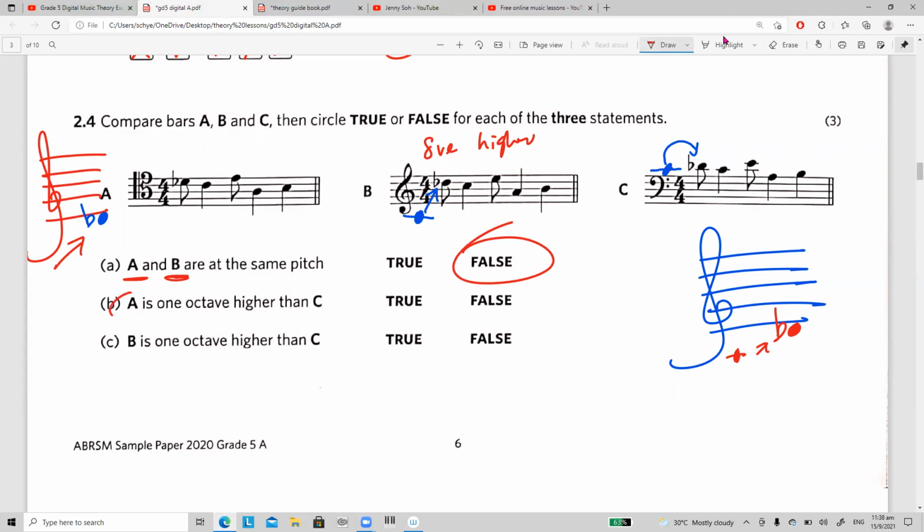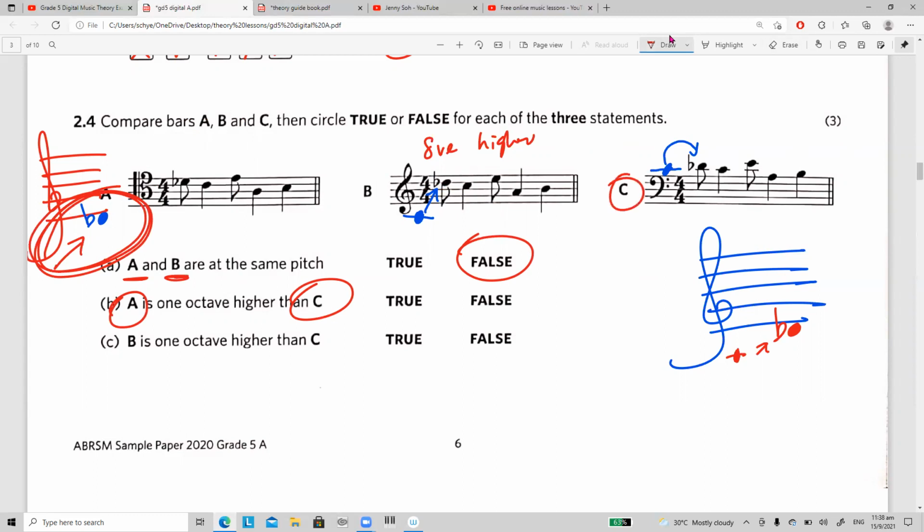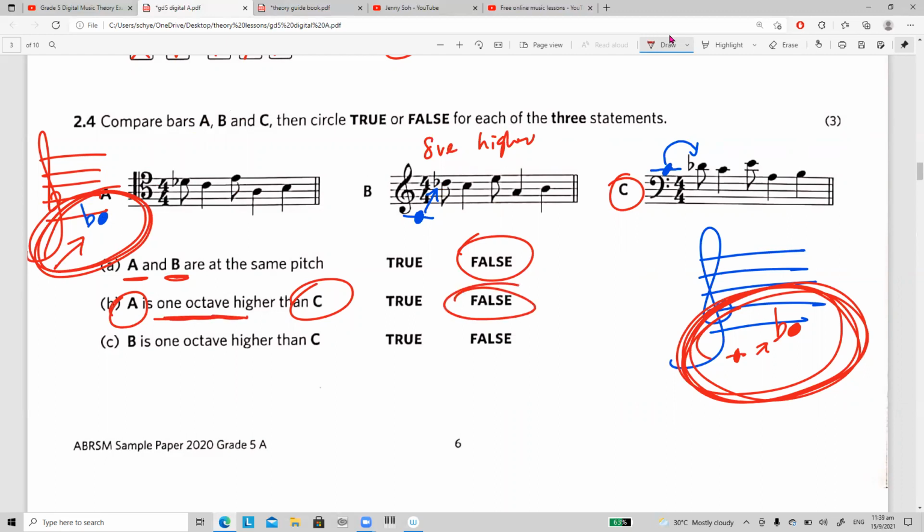Next, the A is 1 octave higher than C. Do you think it's true? A is 1 octave higher than C. For this, A is at the lower register. This D flat is also a lower register. For this question C, the D flat here is also at the lower register. So they are actually the same pitch, but here it says 1 octave higher. So this is false also.